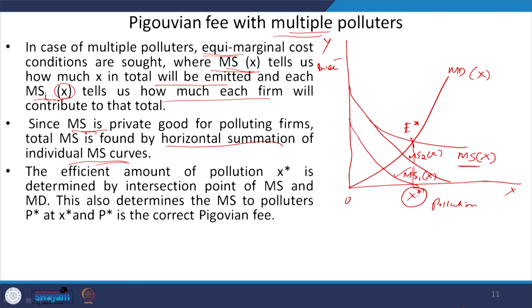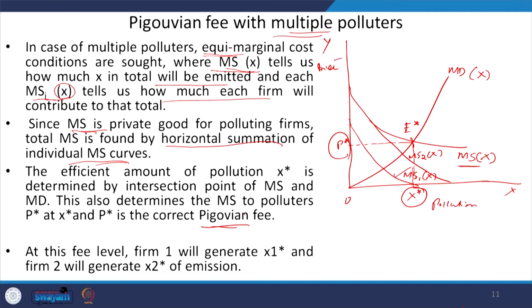Okay. And what is the corresponding price level for this pollution? It is P star. And this P star is said to be the pollution fee, or in this case the Pigovian fee, because it is determined at the efficient level of pollution, right.